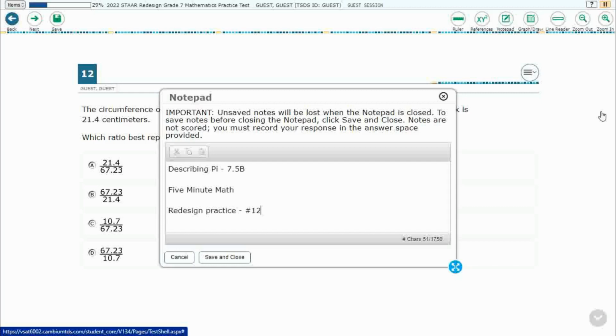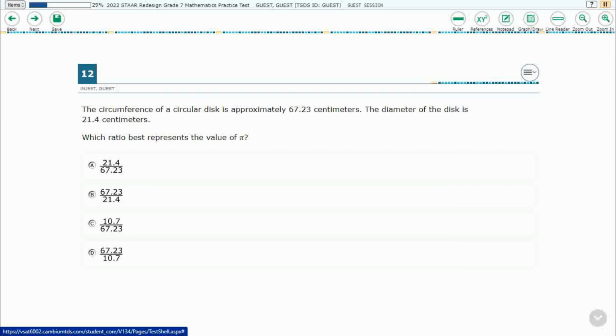Today we are looking at the 7th grade concept of describing pi. This is standard 7.5b in the great state of Texas, and we're using item number 12 of the Redesign Practice Online STAAR Test. If you haven't done so already, please go ahead and take a moment to pause the video, work this problem out on your own, unpause it, and we will look at our answers together.